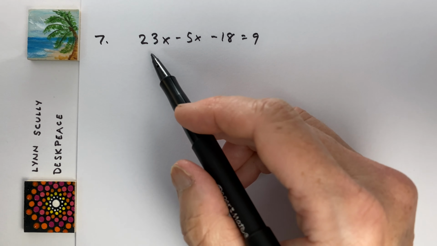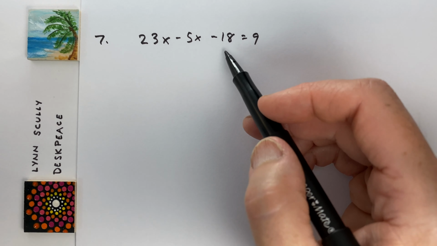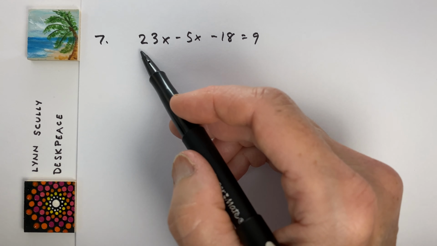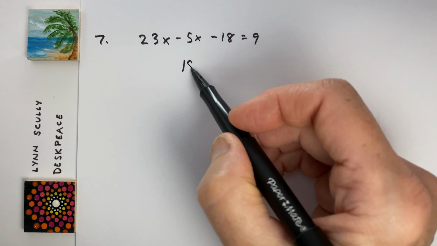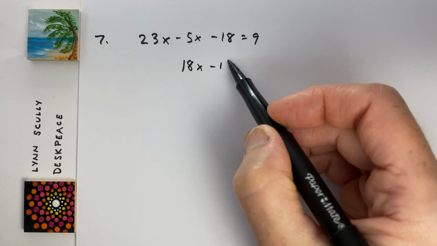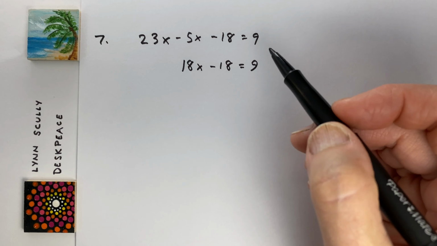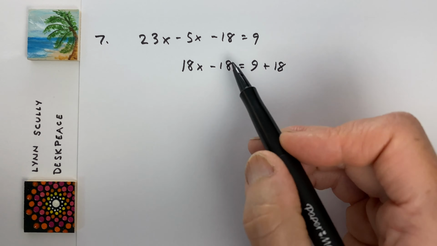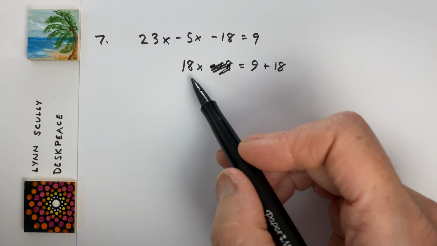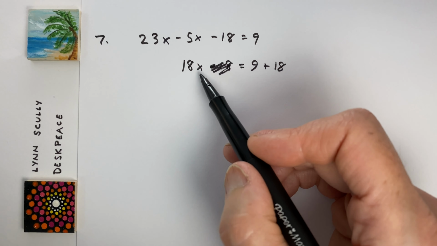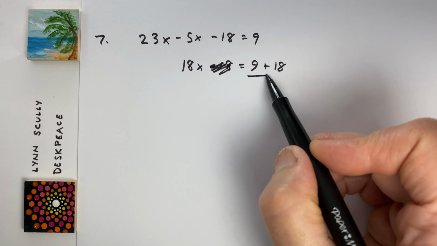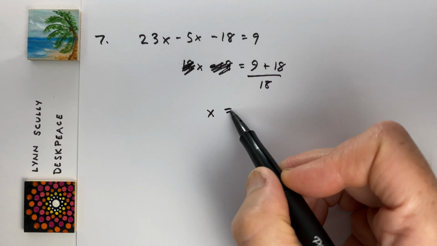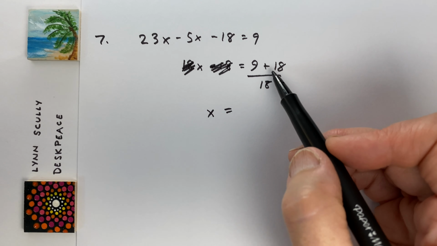Number 7, 23x minus 5x minus 18 equals 9. First, let's combine these like terms. 23 minus 5 is 18x minus 18 equals 9. This 18 is attached by subtraction, move it by addition to the other side of the equal sign. And now this 18 is attached to my x, which I want to get alone, by multiplication. Move it by its partner, division. My x is alone, which means I'm done, but now I can clean this up.